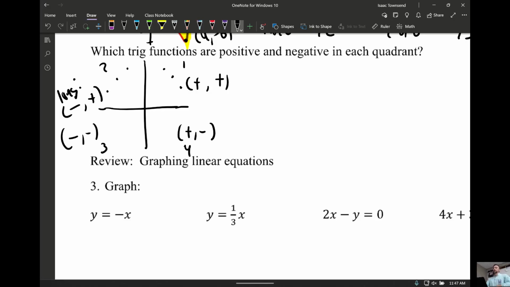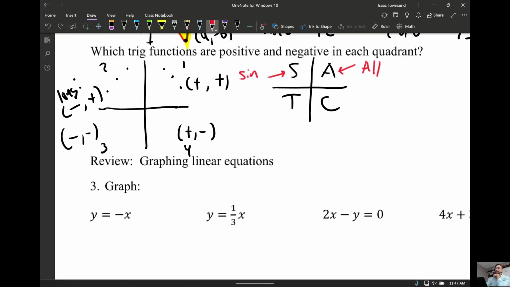What's much more common for students is to use this acronym. There's a few ways to say this, but the most common one is "All Students Take Calculus," in order of the letters. And what do you think that A stands for? All. Good, because they're all positive in quadrant 1. I only briefly talked about quadrant 2, but what was positive in quadrant 2? Okay, sine and one more.